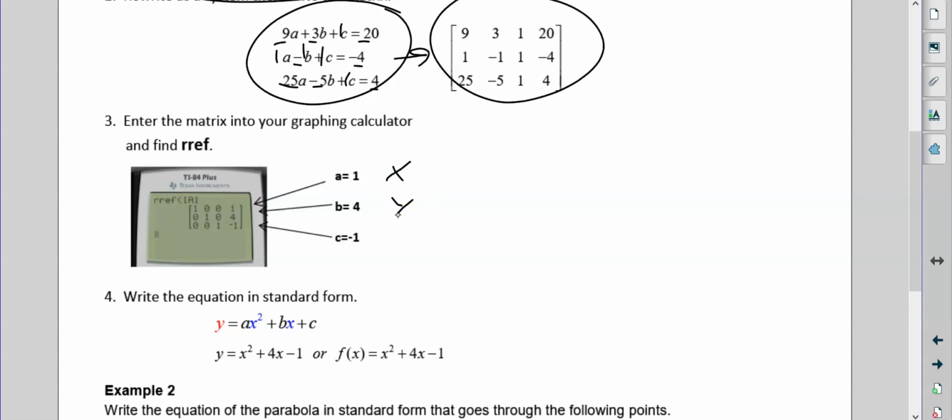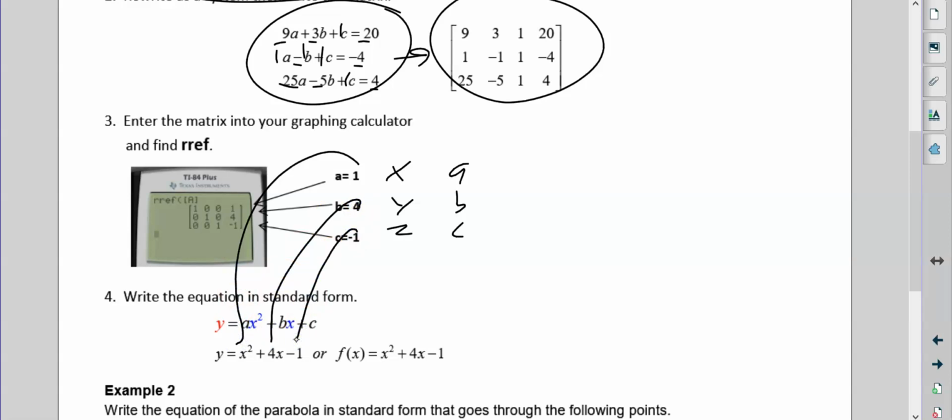We're not solving for x, y, z like we have in the past. We are solving for a, b, c. And then we just plug them in. 1x squared plus 4x minus 1. But the beauty of this is we can actually check and see if we're right.